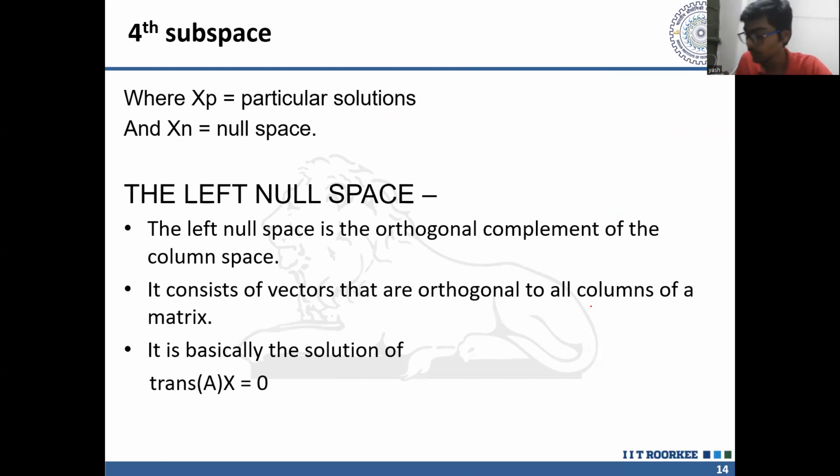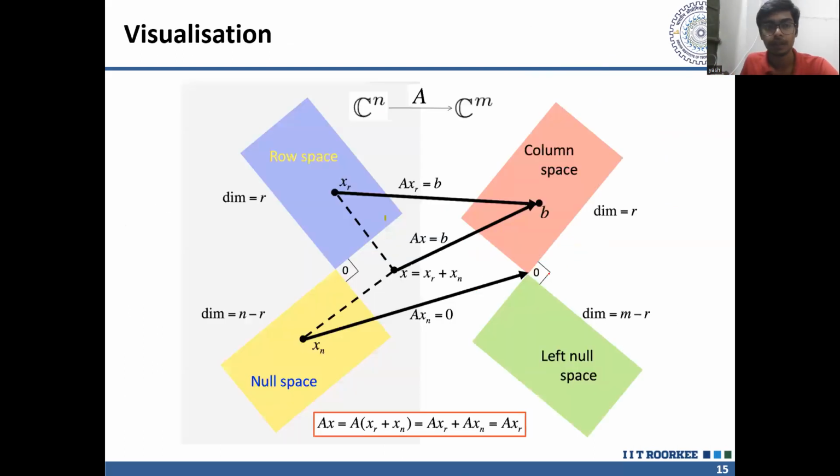Now coming to the fourth space, which is the left null space. The left null space is the orthogonal complement of the column space. It consists of vectors that are orthogonal to all columns of a matrix. So it is basically the solution to A transpose y equals 0. Here this y is known as the left null space. We can visualize it from here also. Say this is our row space, which comes out to be this space.